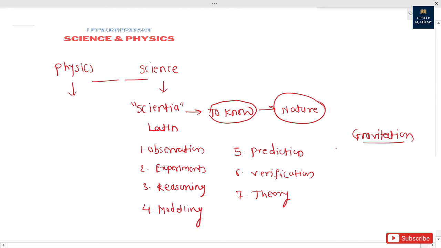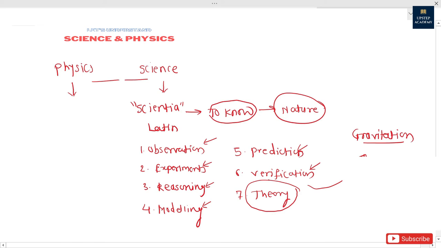Let's apply all these steps to one theory, that is the theory of gravitation. The theory of gravitation was discovered by Sir Isaac Newton. So what must Newton have done? Newton must have observed a few things, then he must have done a few experiments, then he must have done quantitative and qualitative reasoning of it, then he must have made a few models of it, then he must have predicted something, then he must have verified those predictions, and then that particular thing became a theory. So in this way the gravitation theory came into existence. So this is how science works.